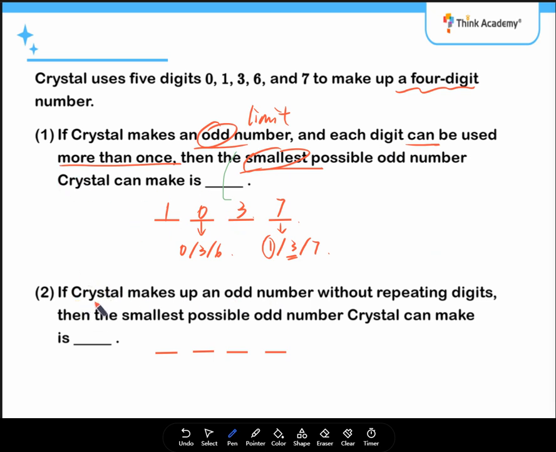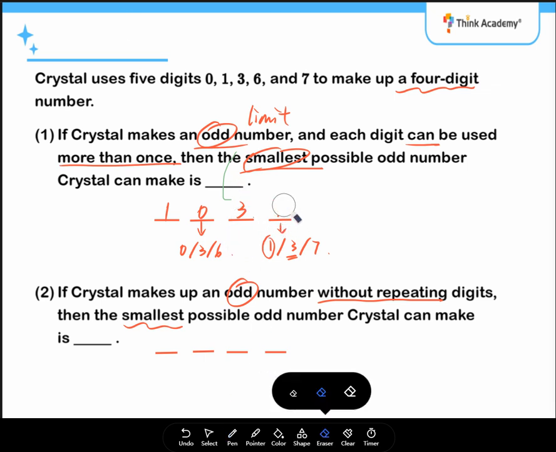And the second one, if Crystal makes up an odd number without repeating digits, then the smallest possible odd number. Oh, sorry. I just forgot something.